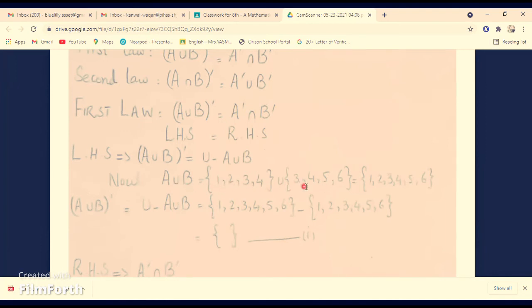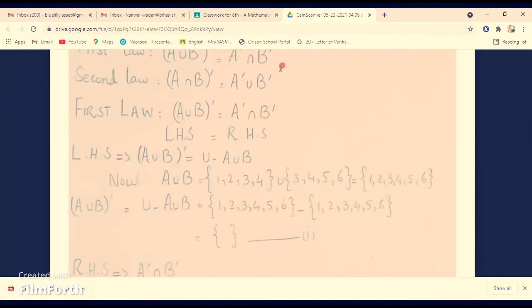First find out A union B. Union means united. All members will be together. But if, for example, 3 is coming in set A and 3 is coming in set B, you will choose one number. You will not rewrite the number again. Like if 1, 2, 3, 4, 5, 6, so A union B is 1, 2, 3, 4, 5, 6. Now A union B complement, for that we have to choose.